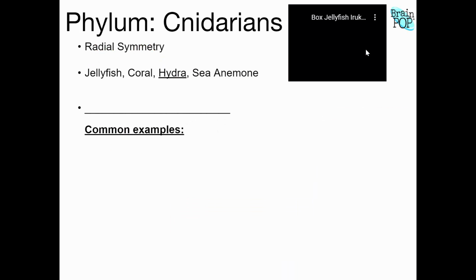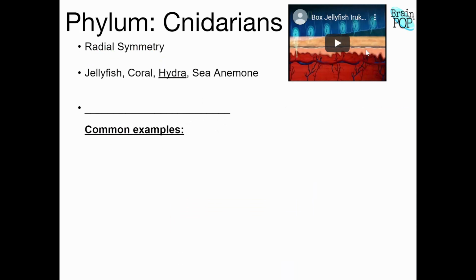That's cool. All right, another group that you probably are familiar with: cnidarians. Cnidarians are invertebrates that have radial symmetry. What is radial symmetry? Anyone have any idea what that means?